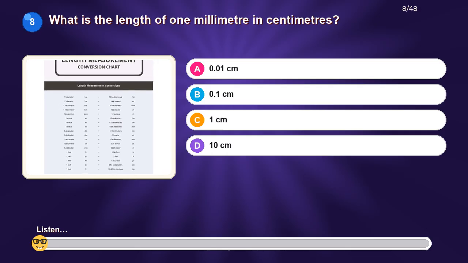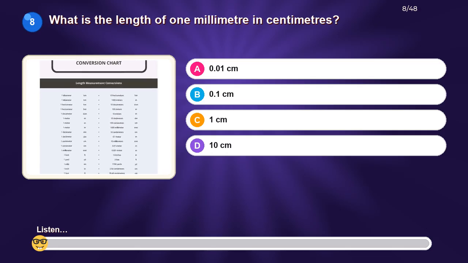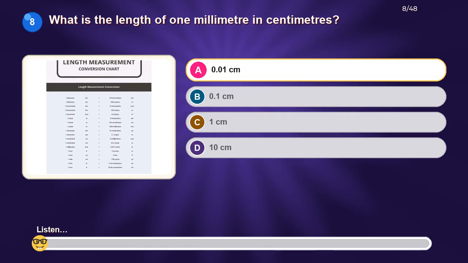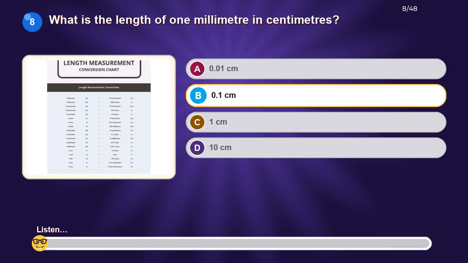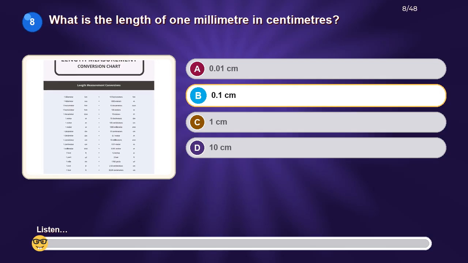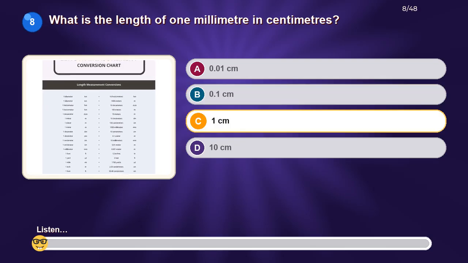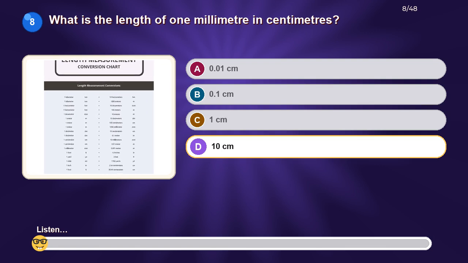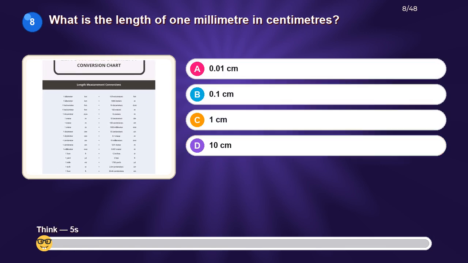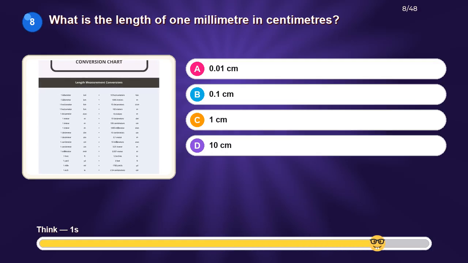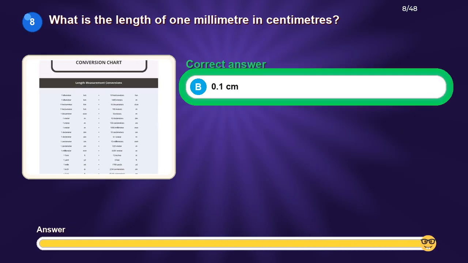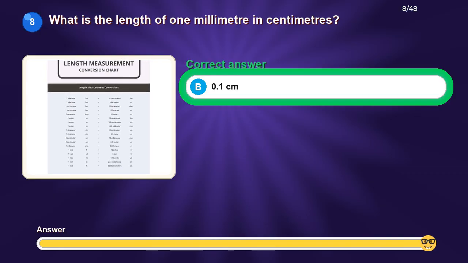What is the length of 1 millimeter in centimeters? Option A, 0.01 centimeter. Option B, 0.1 centimeter. Option C, 1 centimeter. Option D, 10 centimeters. The correct answer is 0.1 centimeter.